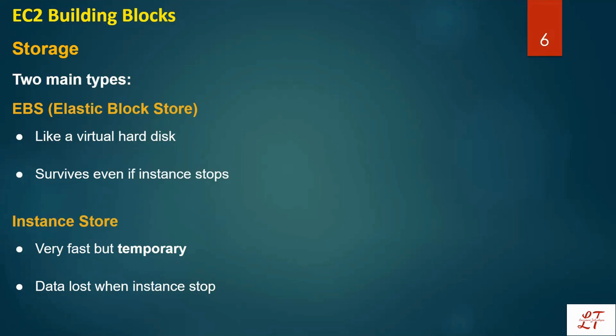And the instance store is basically the inbuilt storage which is in the EC2 instance. If something happens to EC2, let's say it stops working, all the data inside your instance store gets lost because it's inbuilt. So I think the preferred option is EBS.